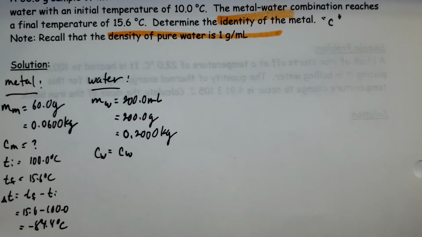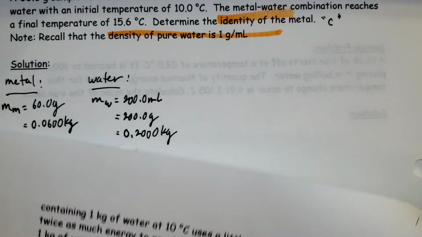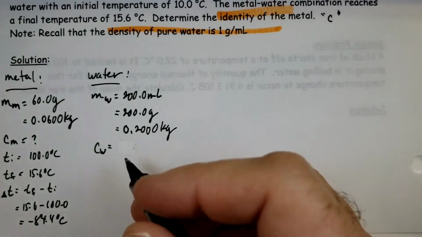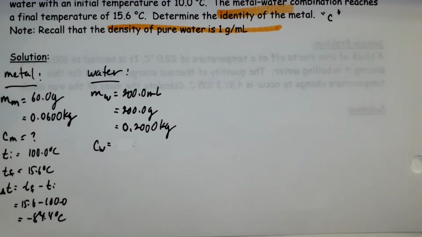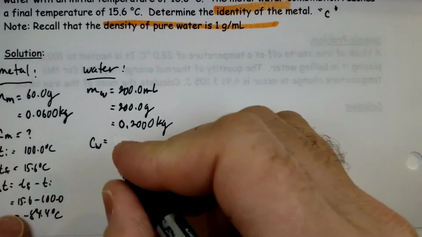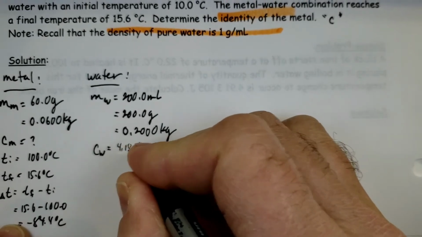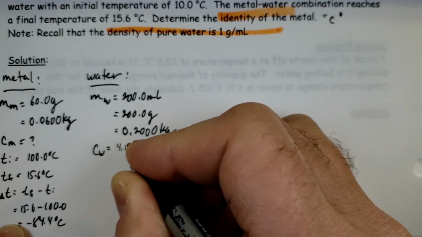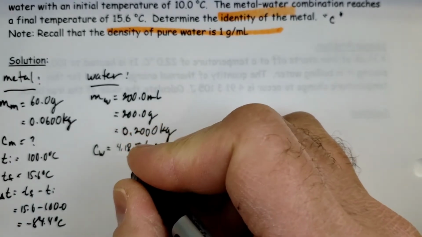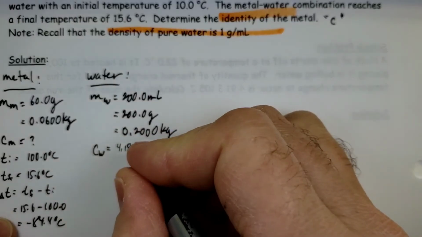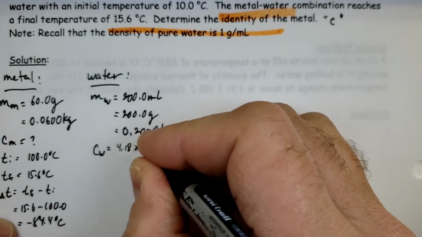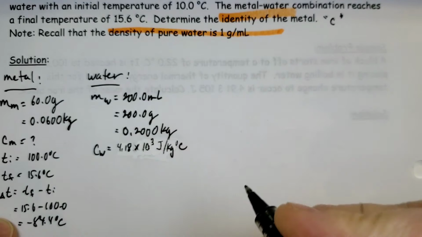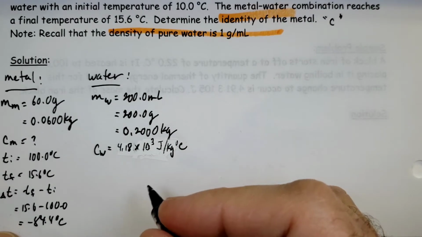The specific heat capacity of water, the CW. So if I look at the specific heat capacity of water, 4.18 times 10 to the 3. It's going to be 4.18 joules per kilogram degrees C. And I missed out the 1 times 10 to the 3. There we go, 4.18 times 10 to the 3 joules per kilogram degrees C.